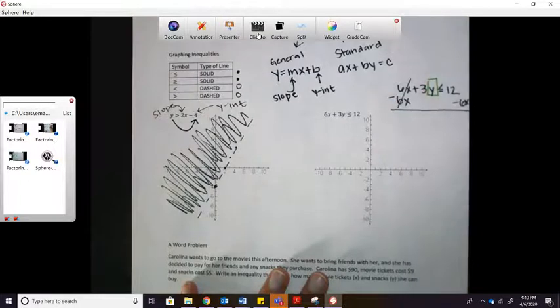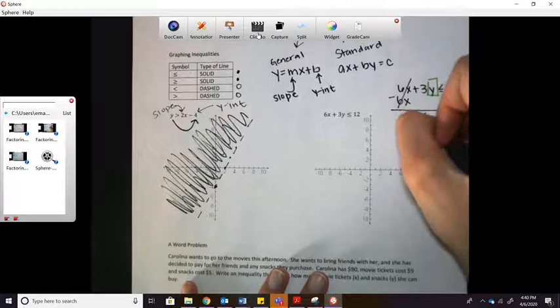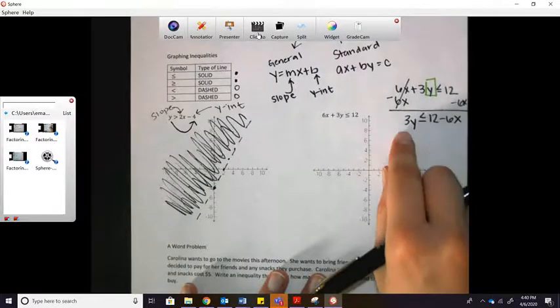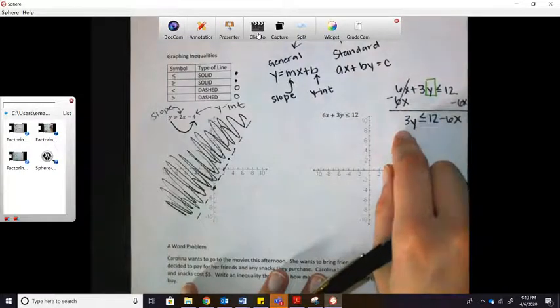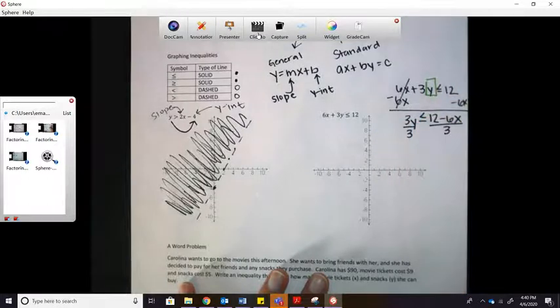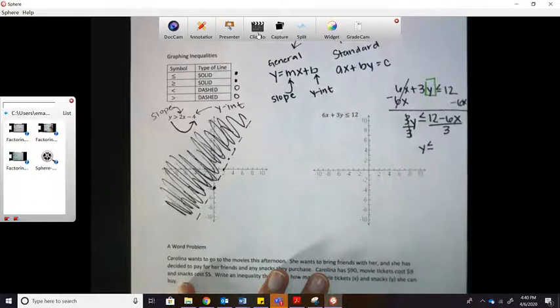Remember, this cancels. I'm going to bring down my 3y, bring down my symbol, and I'm going to have 12 minus 6x. From here, you can see that y is still not by itself. We're going to have to divide. And when I divide, I'm going to divide everything by 3. So this 3 cancels. 12 divided by 3 is 4. -6 divided by 3 is -2.